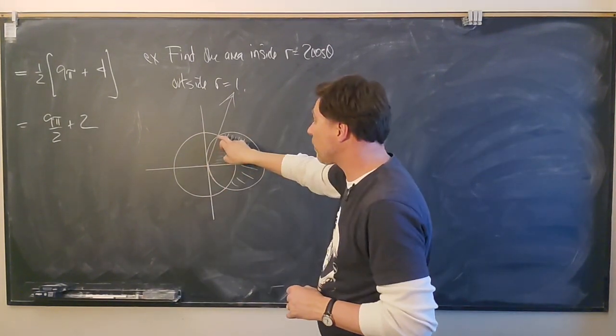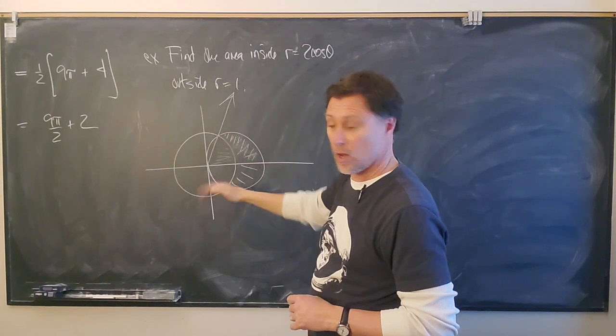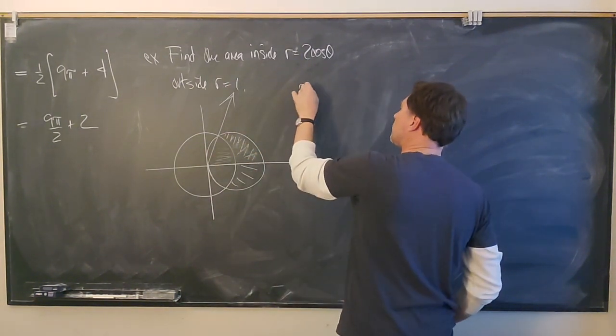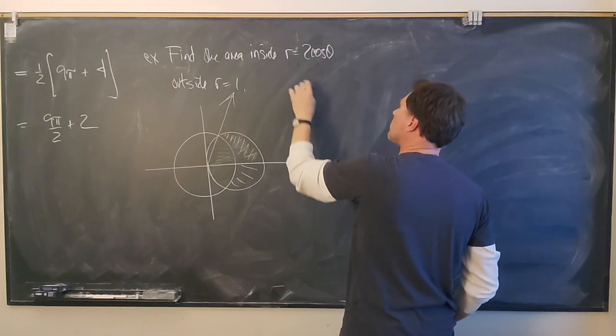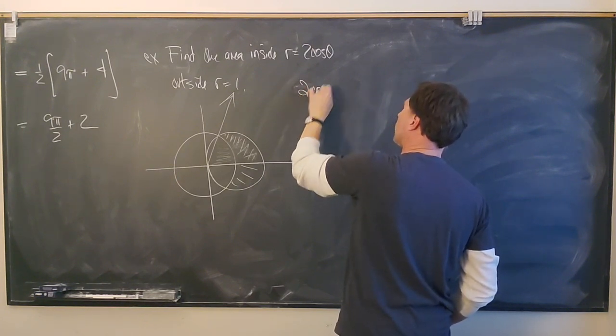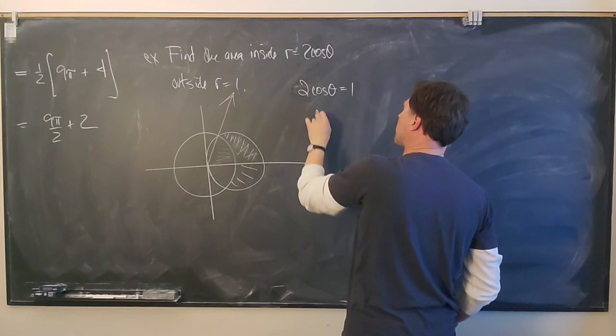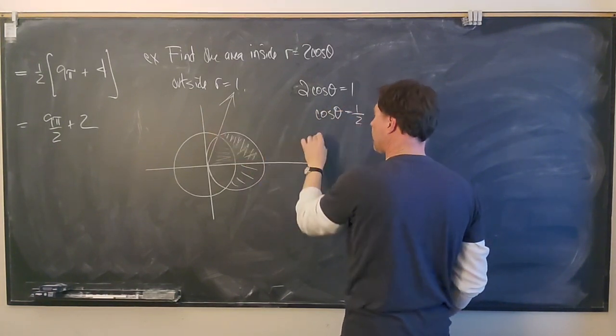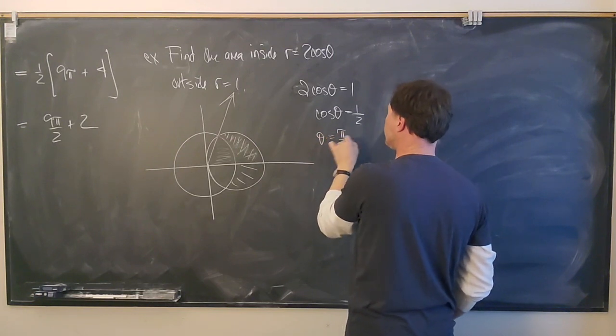And so I need to know that intersection point so that I know the ray of where to stop my integration. So I'm going to set these equal to each other. 2 cosine theta equals 1 means cosine theta equals 1/2, which means that point right there is theta equals pi over 3.